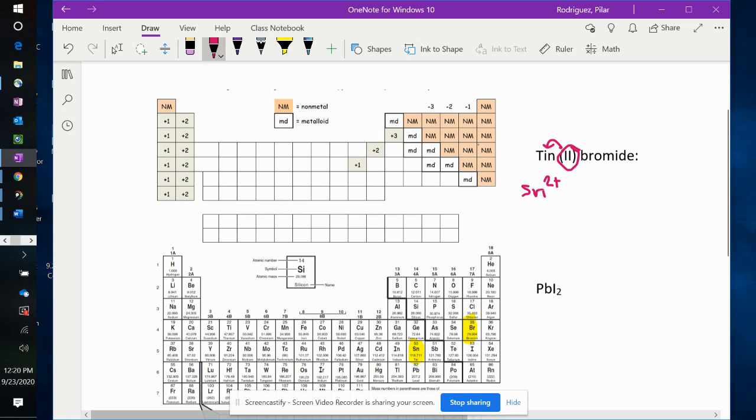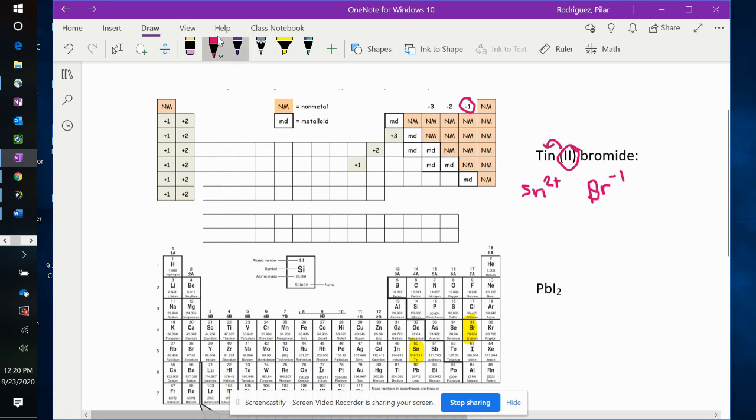Boom. Now bromide is in this group right here. I know that this group has a -1 charge. So bromide is going to have a -1 charge. Bromide has a -1 charge, or just a negative.